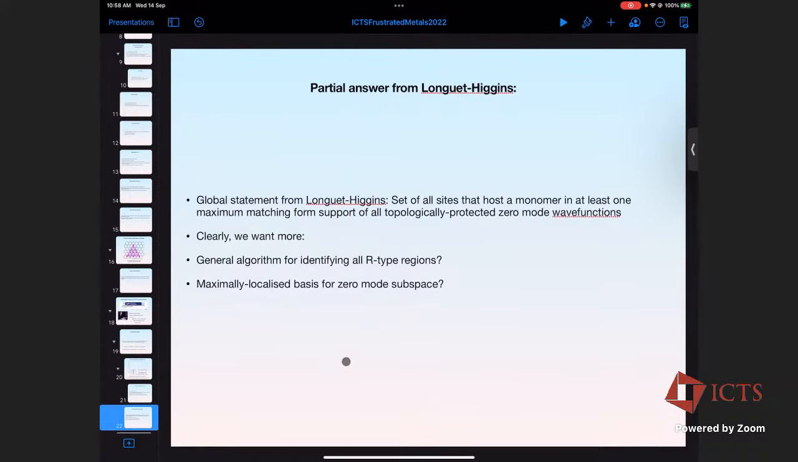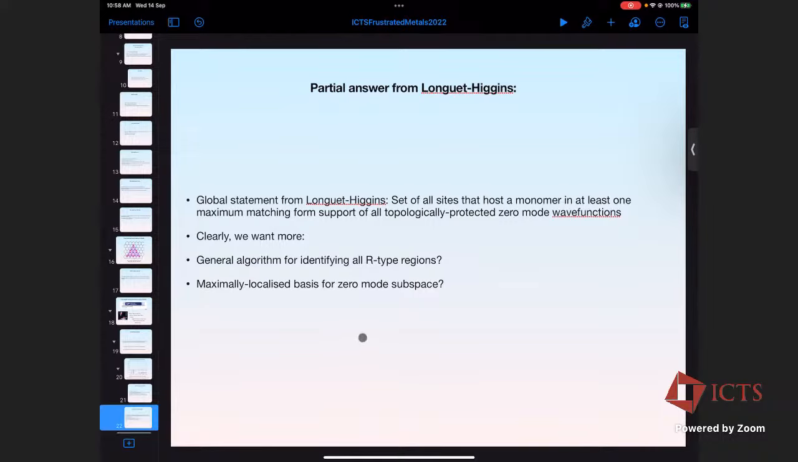And there's a partial answer from Longuet-Higgins. He thought about this a little. And his statement was, if you take all possible maximum matchings or all maximally packed dimer covers of the lattice, and if any of them has a monomer at a particular site, you label that site red. So you've looked through all the maximum matchings, all the maximally packed dimer covers, and wherever in any one of them there was a monomer, you mark that site red. Then the set of all red sites is the set of places where a monomer can live, right?